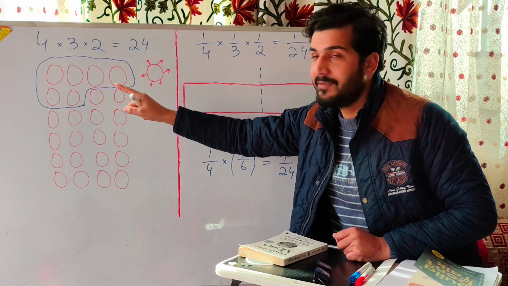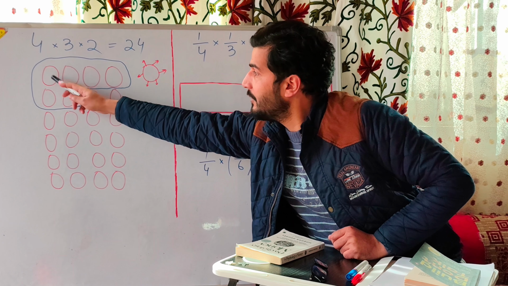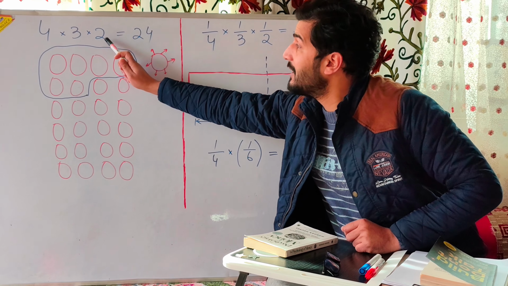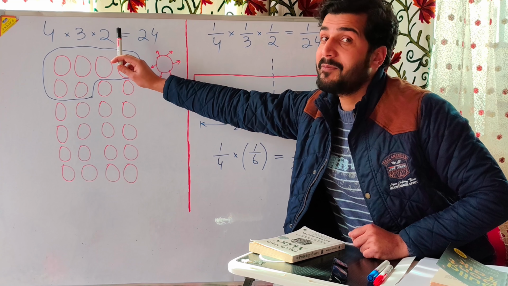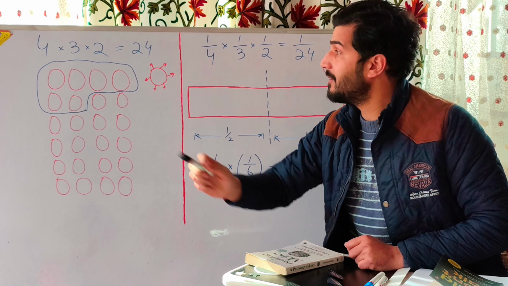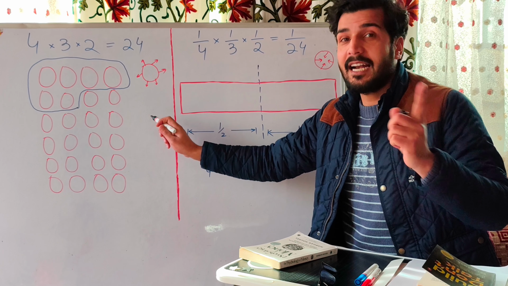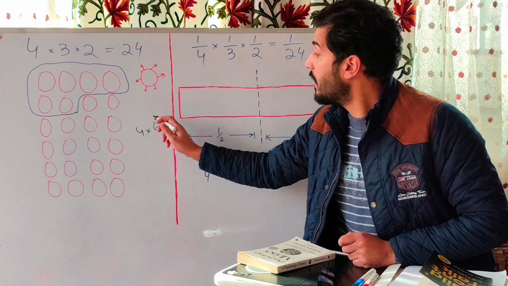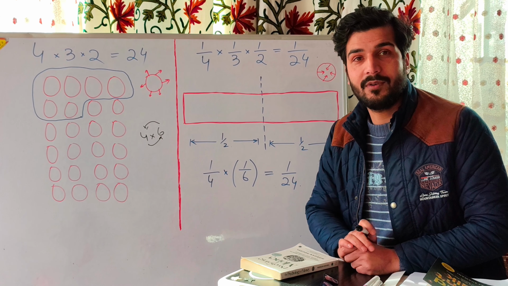Whenever we represent 3 times 2, this will become the first 2, this the second 2, and this the third 2. But whenever we multiply this, it will become 6. 3 times 2 is 6. And whenever we multiply this 6 with 4, it will become 24. So at that stage we have 4 times 6 or 6 times 4.